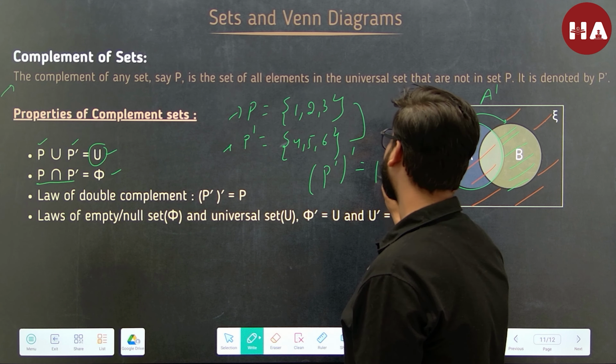Additionally, the last law states that if I have an empty or null set and I find the complement of it, it will be the universal set, and similarly the complement of a universal set will give me a null set because there is nothing that goes outside the universal set. I hope you are following the statement. You can note this down students.